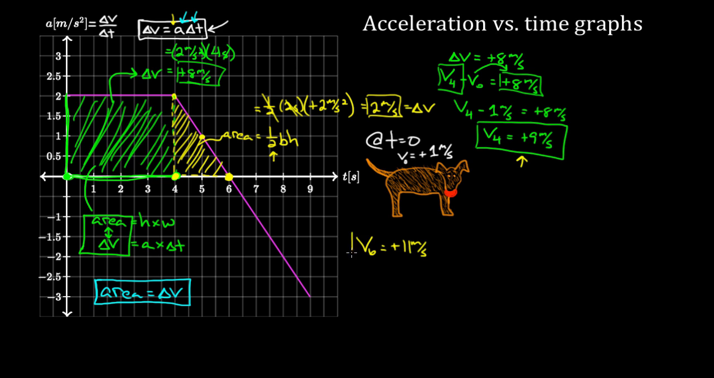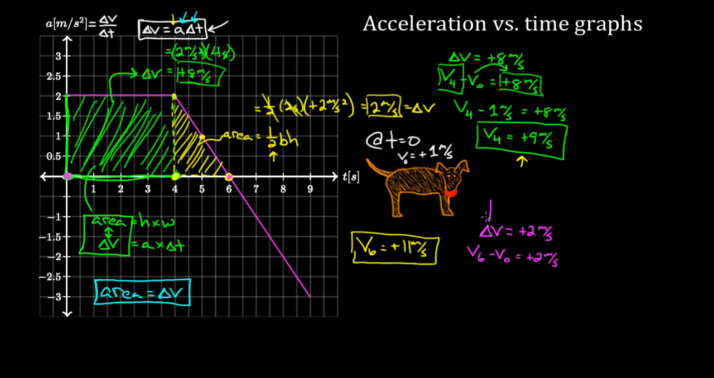And you might object. You might say, wait a minute. Hold on now. If we want delta V, and that's positive 2, shouldn't delta V be the whole thing from like 0 to 6 seconds? Shouldn't I say V at 6 seconds minus V at 0 is positive 2 meters per second? And I can't do that. And the reason I can't do that is because look at what I did.